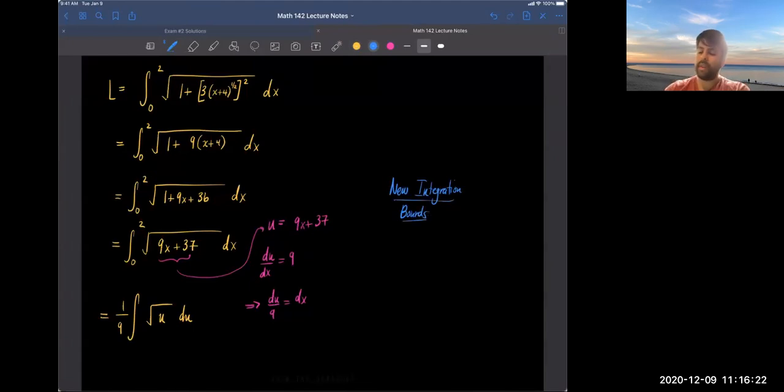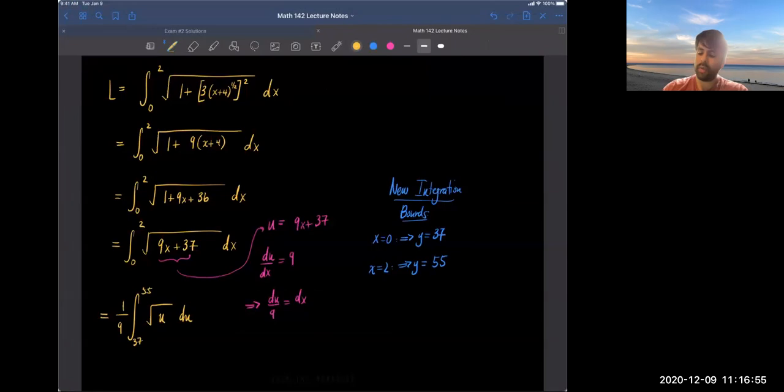What do the new integration bounds become? So when x equals 0, my y value is 37. And when x equals 2, my y value is what? 55. Great. Because I'm adding by 18. So then I got two of these new bounds, 37 and 55.